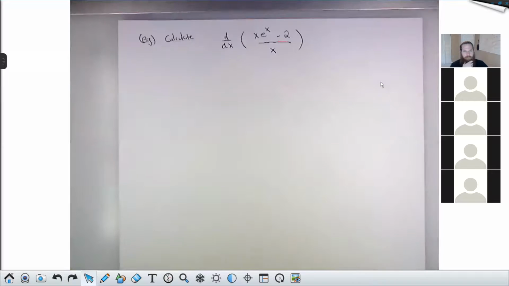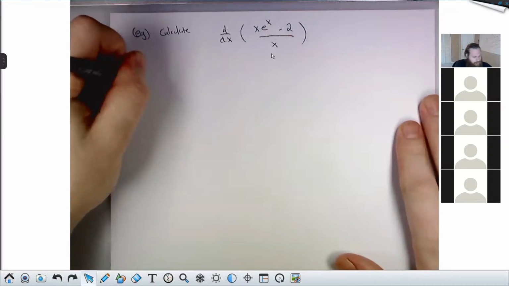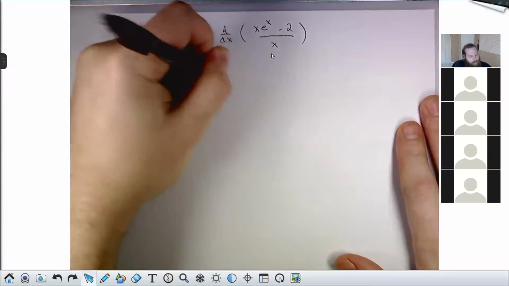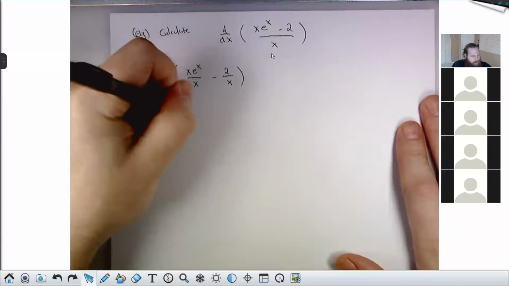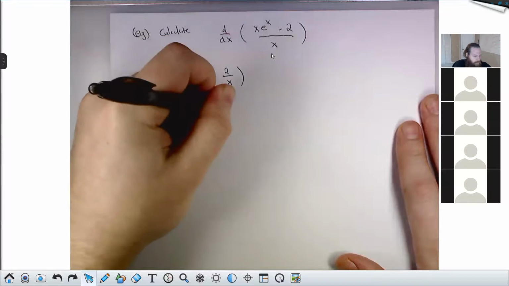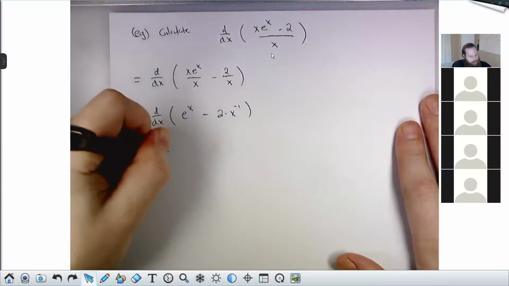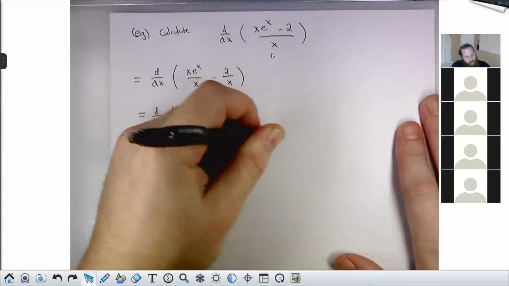Let's see if we can find this derivative. At a glance, it looks kind of scary. Upstairs here, I have an x times e to the x. I have no idea how to take the derivative of that. And downstairs here, I have an x. This big fraction is a little scary. But like we did in the last one, we can split it up using algebra first. So this is x e to the x over x minus 2 over x, which is d dx of, cancel the x's, and you just get e to the x. And then over here, you rewrite this as 2 times x to the negative 1. Now you can split it up as d dx of e to the x minus 2 times d dx of x to the negative 1.